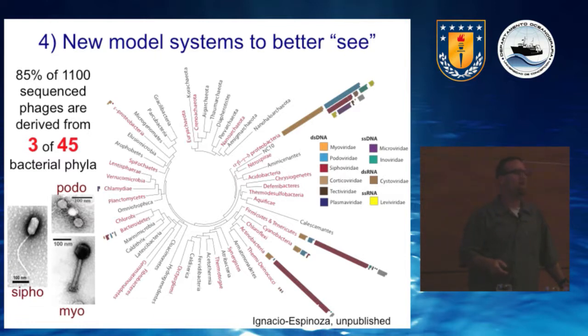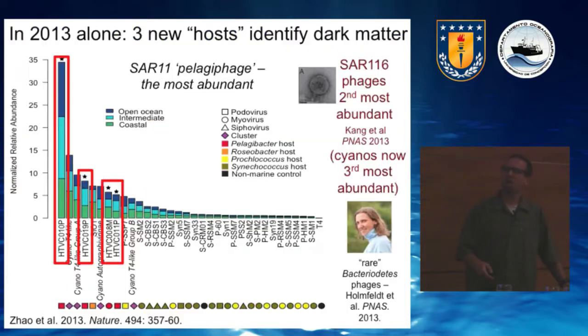85% of 1,100 sequenced phages, bacterial viruses, are derived from only 3 out of the 45, at this time, known bacterial phyla. So what happens if you actually start to look into those viruses of other bacteria? Well, this was an effort we did in collaboration with Steve Giovannoni. His group led this work. He's the one who can culture SAR11 that was brought up earlier. So this is the first look at SAR11 viruses, and they're called pelagiphages.